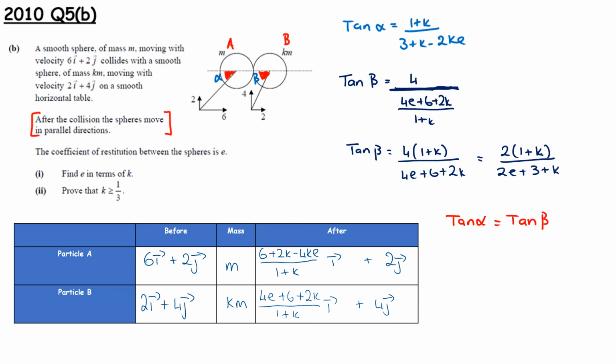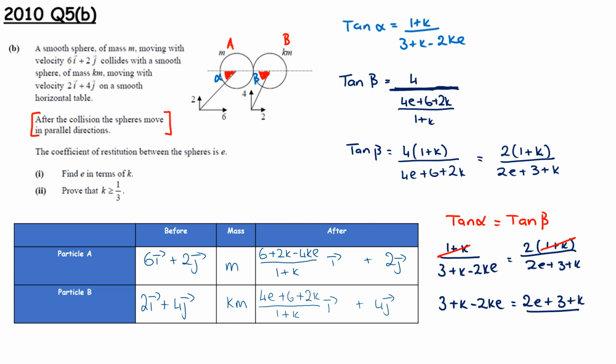So now we know that the tan of alpha should be equal to the tan of beta because they're parallel. So parallel means the angles are the same, but I can't work out the angles, so tan is absolutely fine. So 1 plus k all over 3 plus k minus 2ke is equal to 2 times 1 plus k all over 2e plus 3 plus k. I'm going to divide both sides by 1 plus k, and then I'm going to flip my fractions. So I get 3 plus k minus 2ke is equal to 2e plus 3 plus k all over 2.